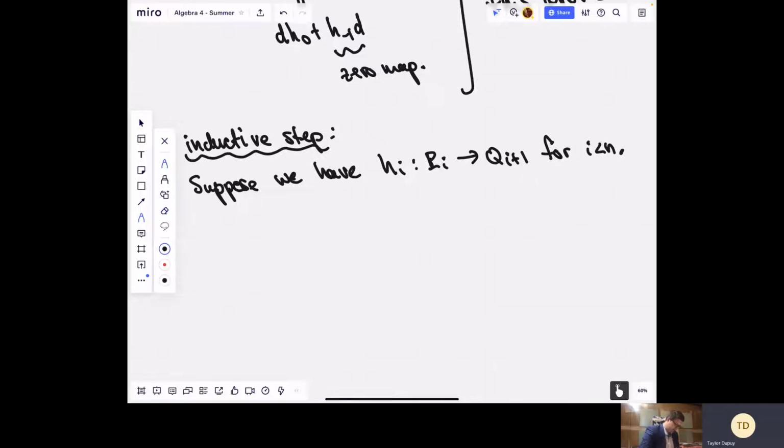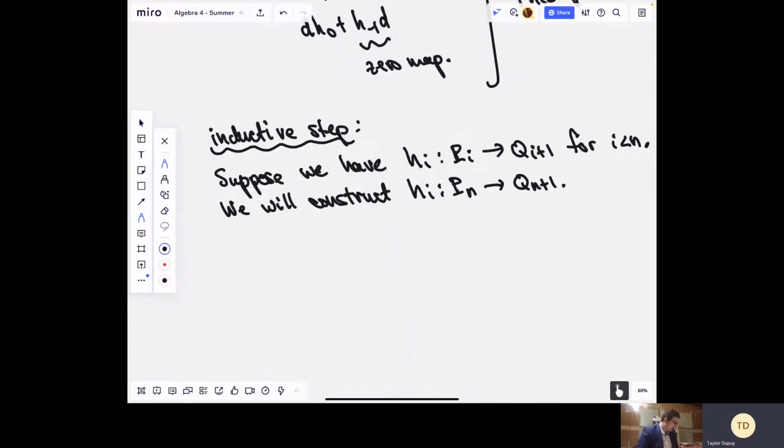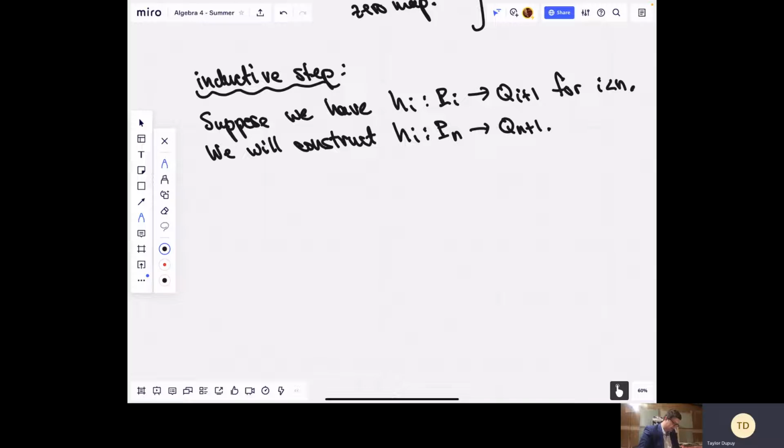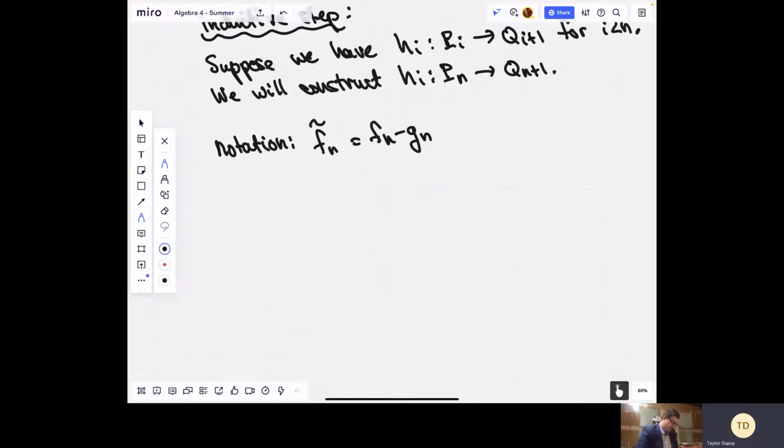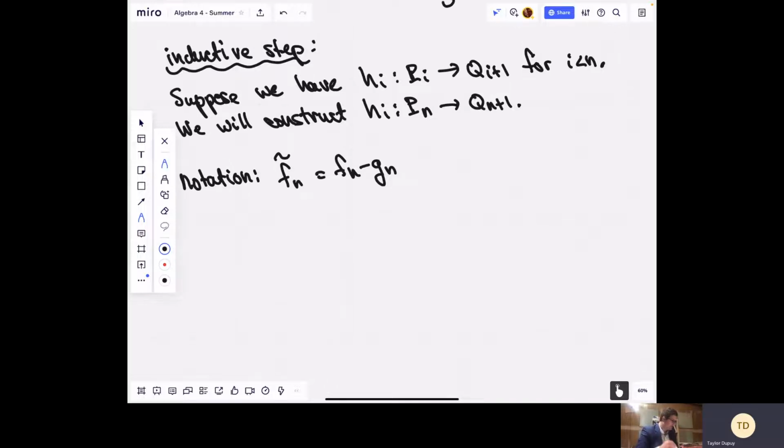So what we'll do is construct Hn from Pn to Qn plus 1. We have a bunch of them, and then we're going to construct the next one. Let's introduce some notation to make things easier. F n tilde is just going to be Fn minus Gn, and we're essentially trying to show that this thing is null homotopic.